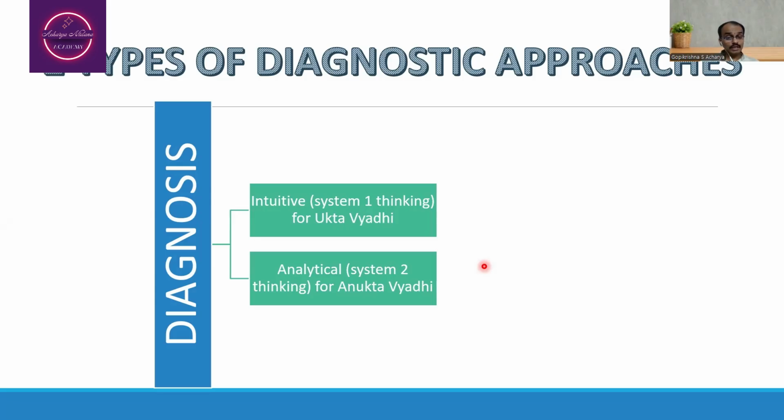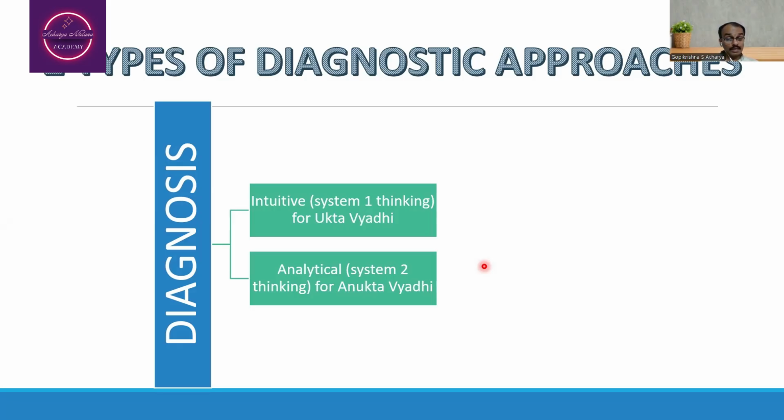When we speak of the diagnostic approaches for diseases, two types are there: one for Ukta Vyadhi and the second for Anukta Vyadhi. When you think about Ukta Vyadhi diagnosis, it is intuitive thinking, or system one thinking, that will be helpful. We know the proper pathological events, and thereby by seeing the presenting complaint we can predict what possible pathological changes are happening inside the body. That is the intuitive approach.